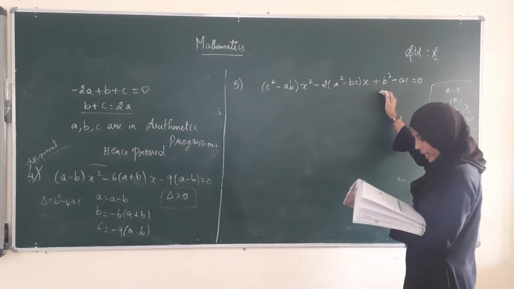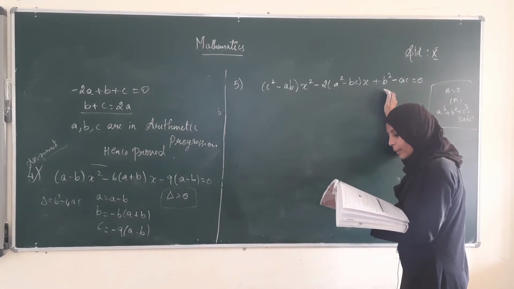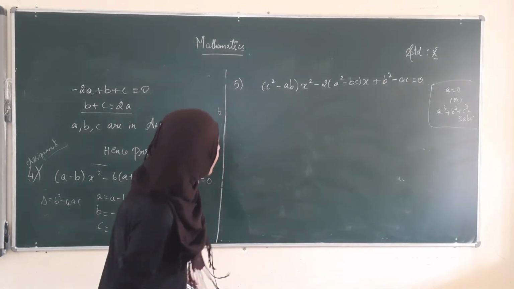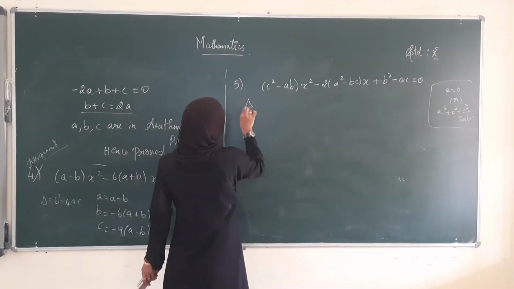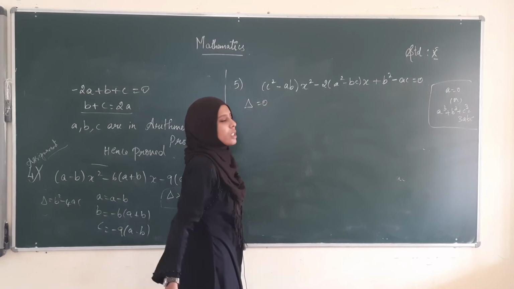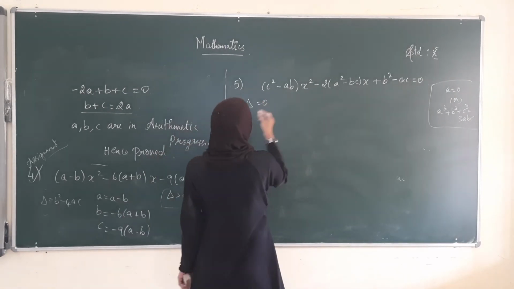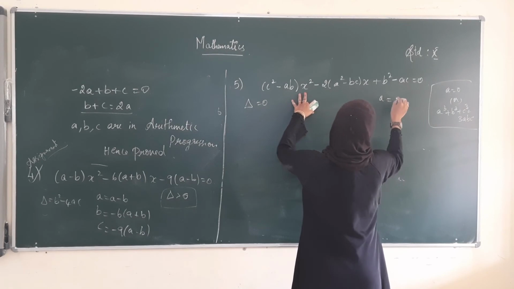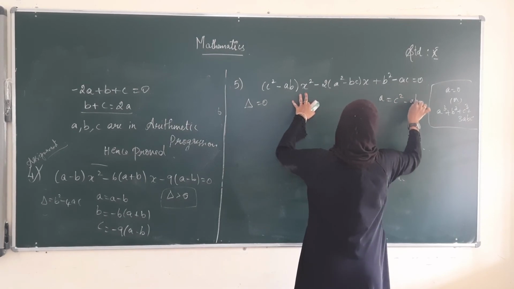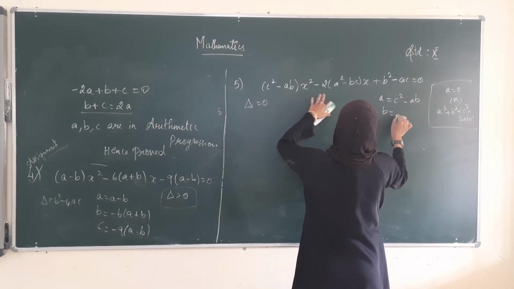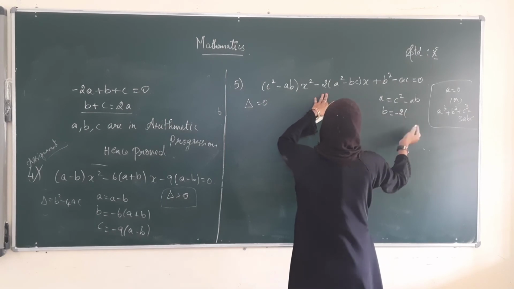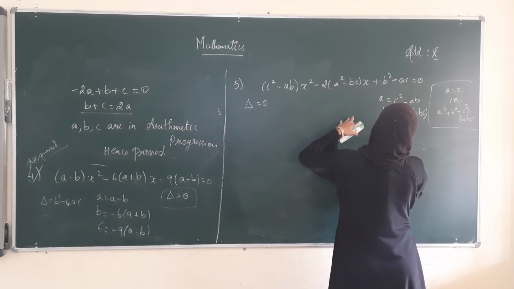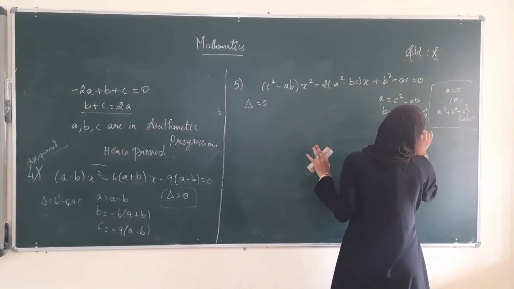They have given that the roots of the equation are real and equal. What is the meaning of real and equal? Real and equal means delta's value is equal to 0. From the equation, what's the value of a? The coefficient of x squared, that is c squared minus ab. And what's the value of b? Minus 2 into (a squared minus bc). And what's the value of c? That is b squared minus ac.